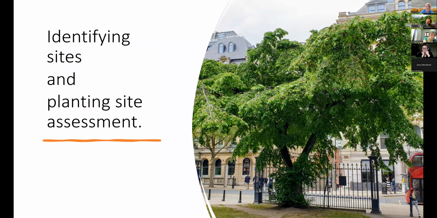However, that bit of data is only one part of what we need to do. We're going to have to look at how we identify sites within those priority areas, and do some planting site assessment as well. This is part of what we wanted to talk about today. So let's go to the first slide.